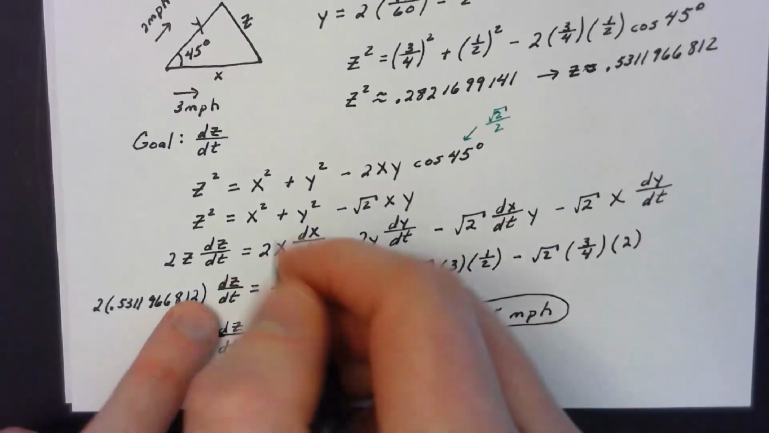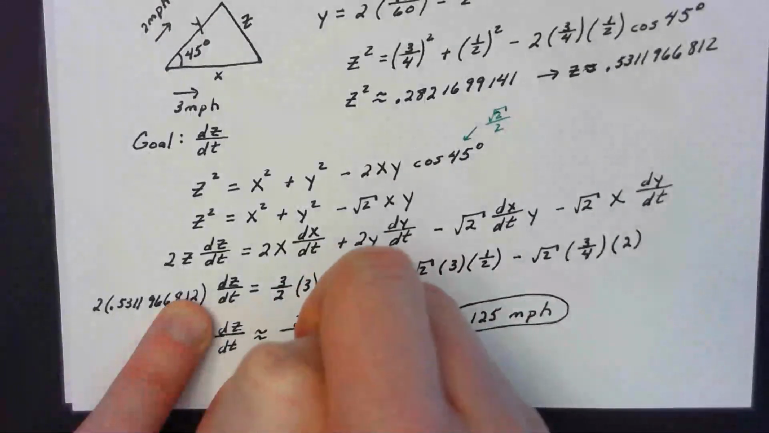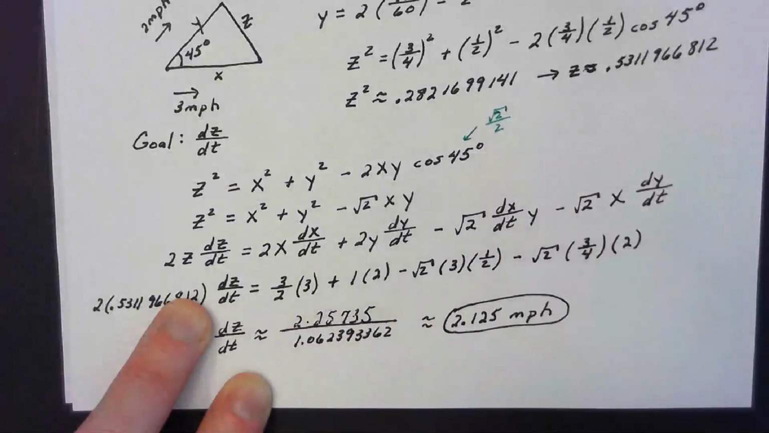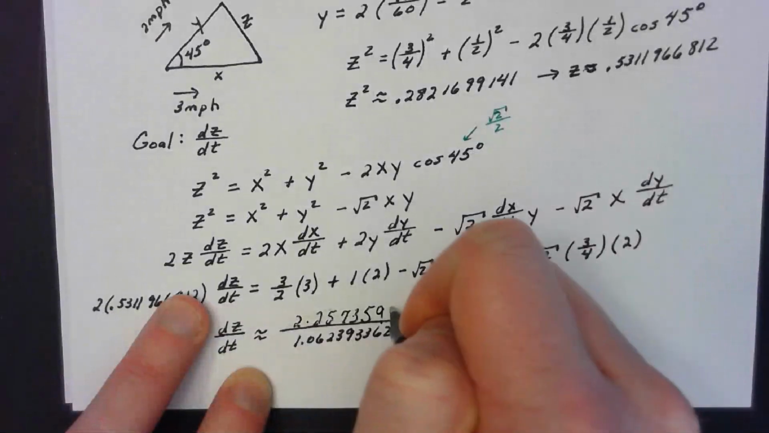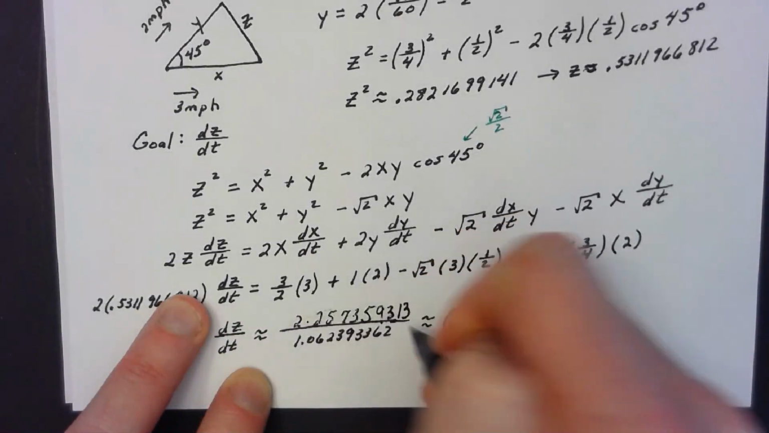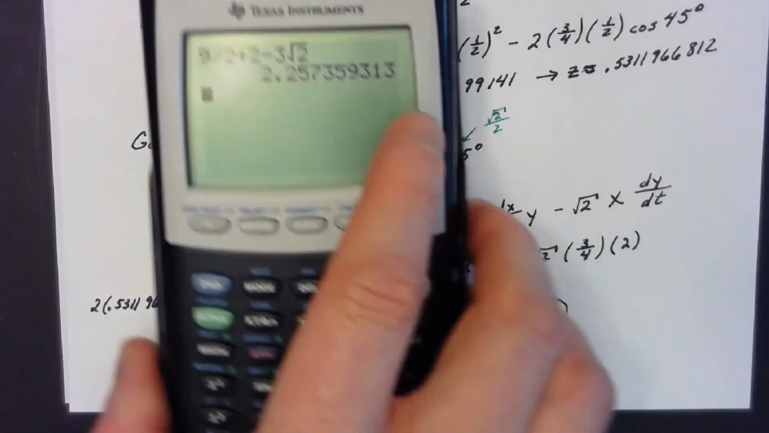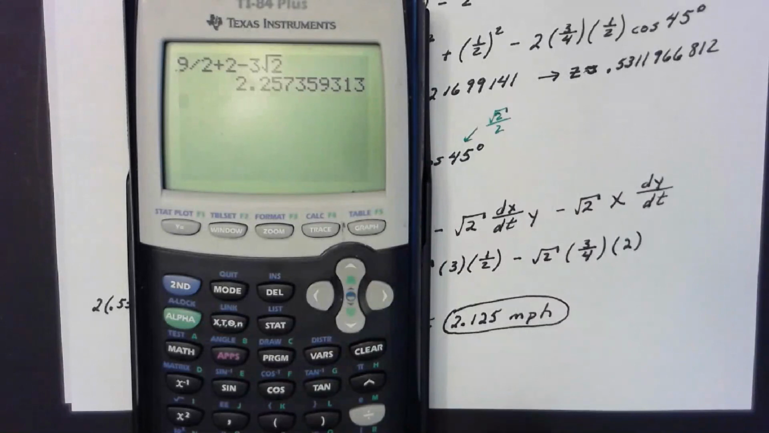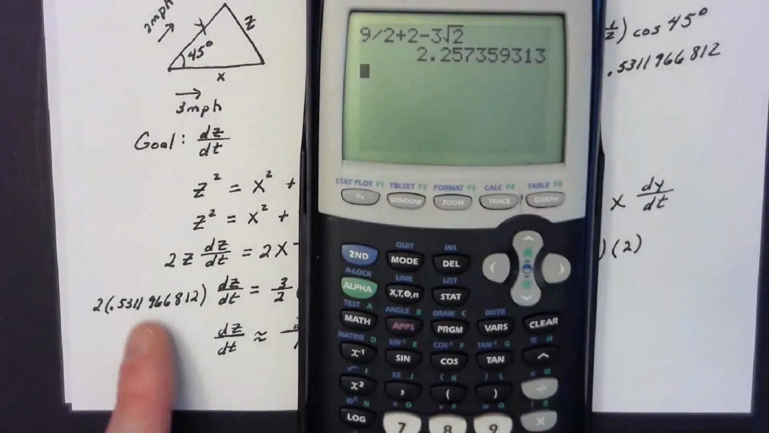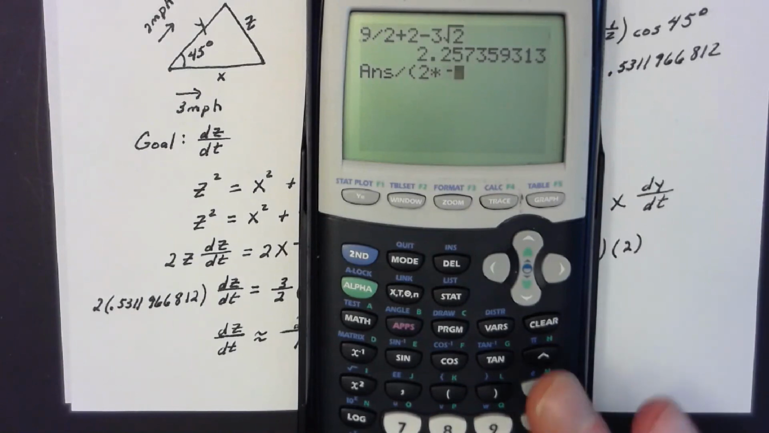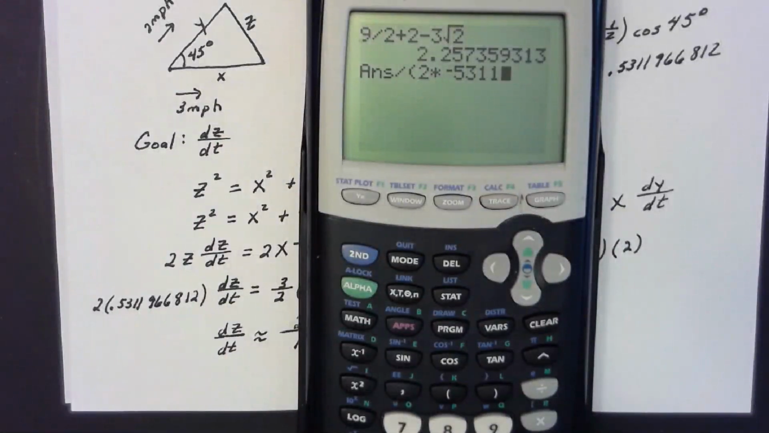2.257359313. And it's not writing too well over that whiteout. And then you can see when you divide that by your denominator, you get the answer I had there. So my denominator was just my other side there. I would be dividing by the square root of 2 times 0.5311966812.